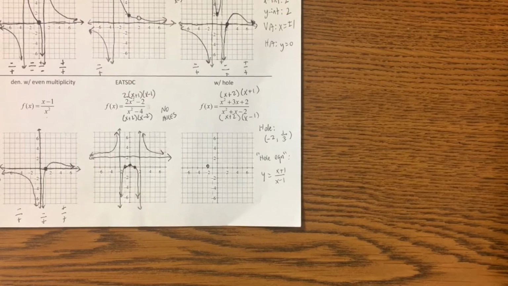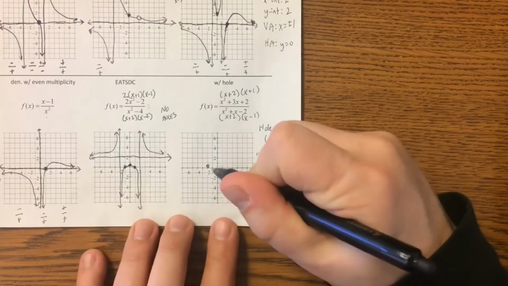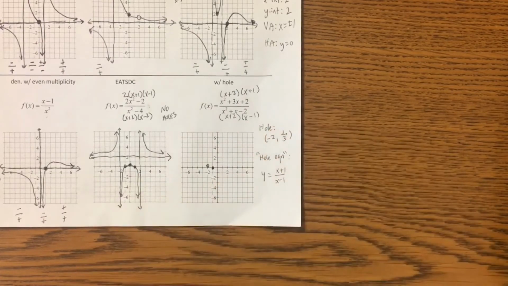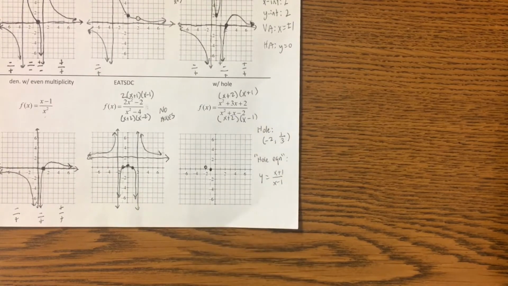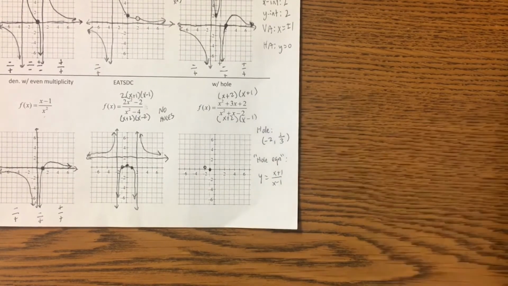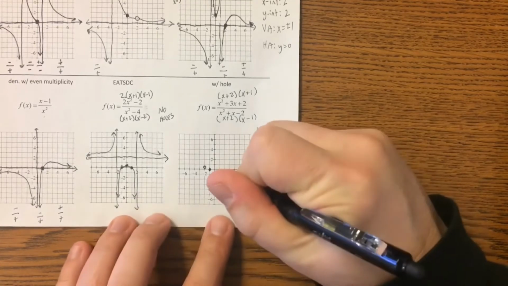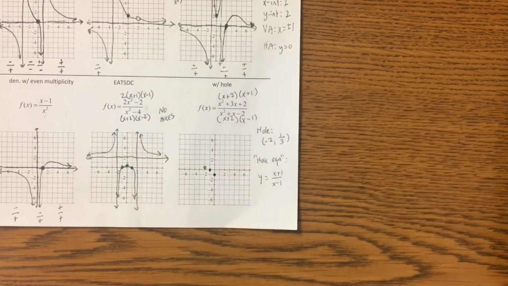So speaking of which, where's my x-intercept? Negative 1. Where is my y-intercept? If I plug in 0, then that leaves me with 2 over negative 2, which is negative 1. All right, next up is my vertical asymptote. So where's the vertical asymptote going to be? At 1.